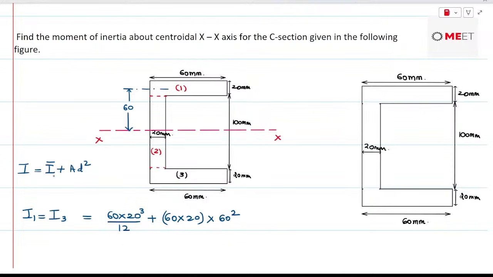So I is the moment of inertia about the centroidal axis. This is the centroidal axis for 1, and it is the same for 3 as well. They are symmetrically placed from the x-axis, for the areas 1 and 3, and this will be I1 and I3.